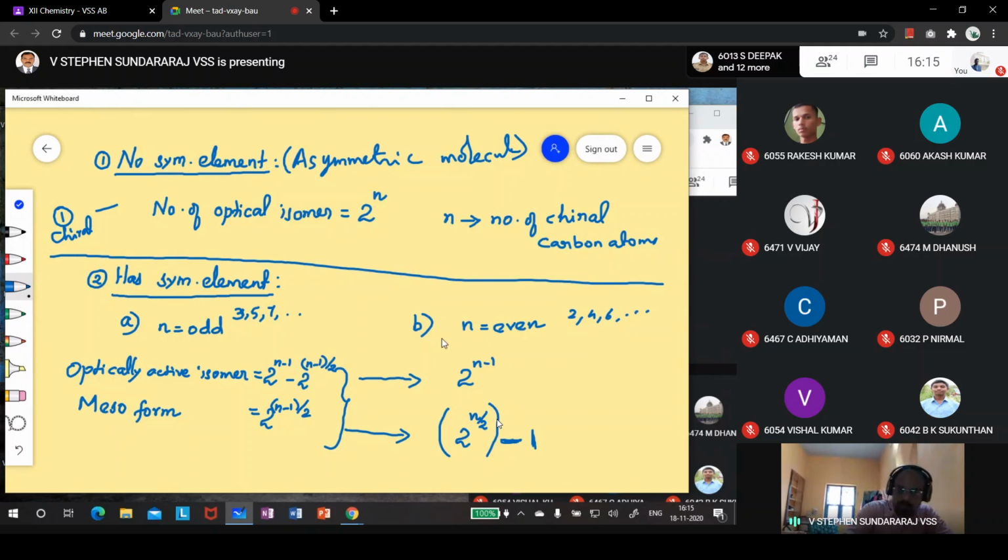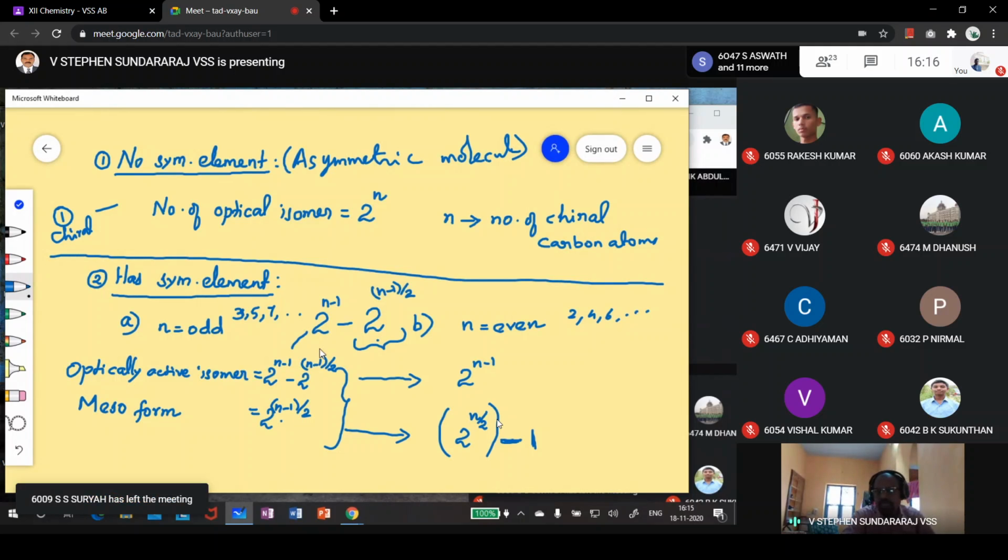The even number formula is simple, but here you study more clearly. I am writing 2 to the power n minus 1, minus the next term, 2 to the power (n minus 1) divided by 2. The power is n minus 1 divided by 2. First formula you study; the second term is the mesoform.